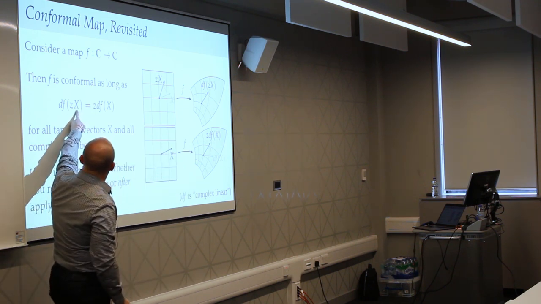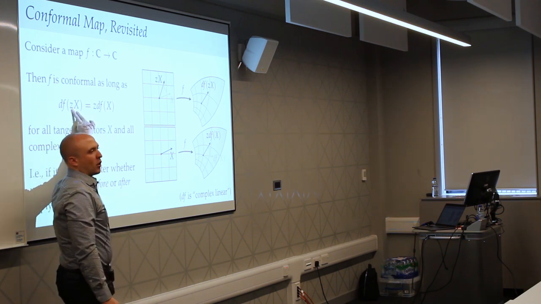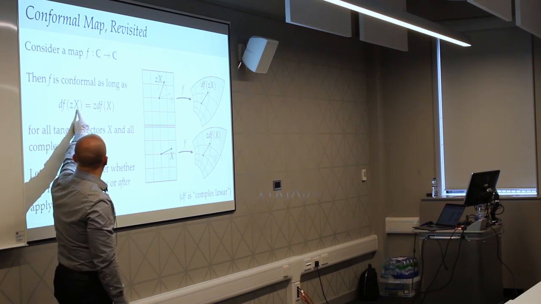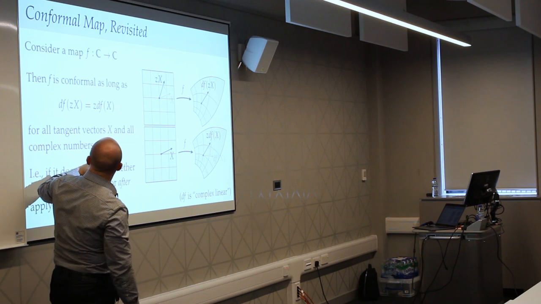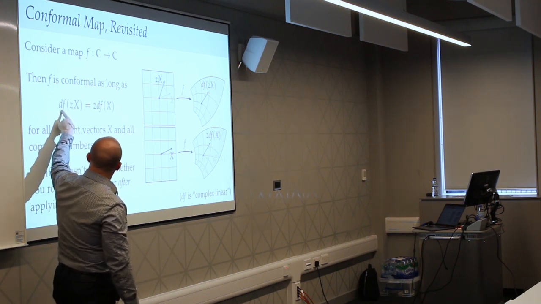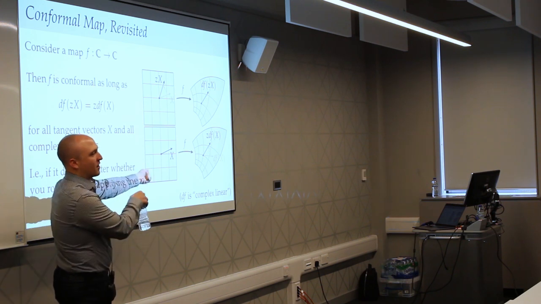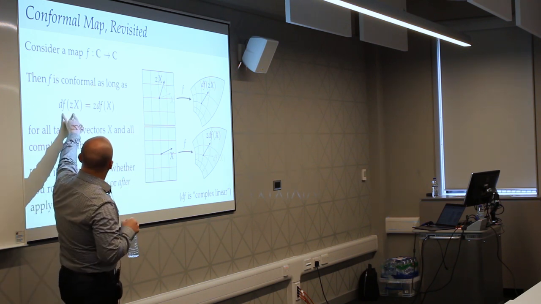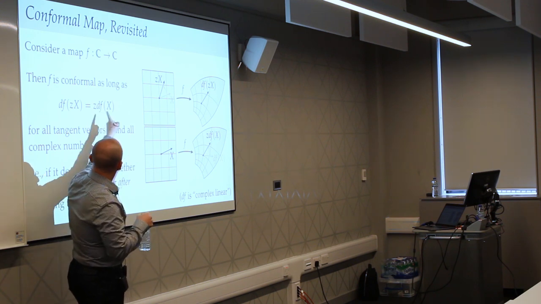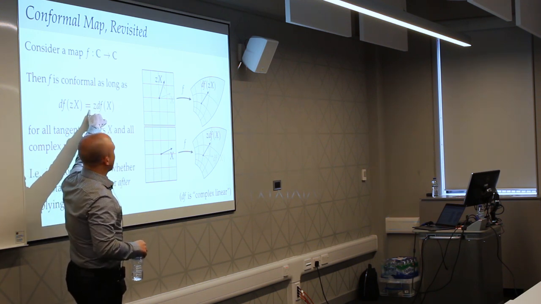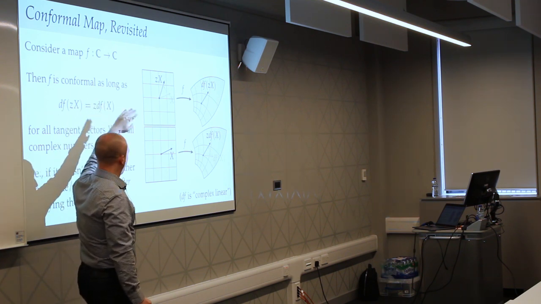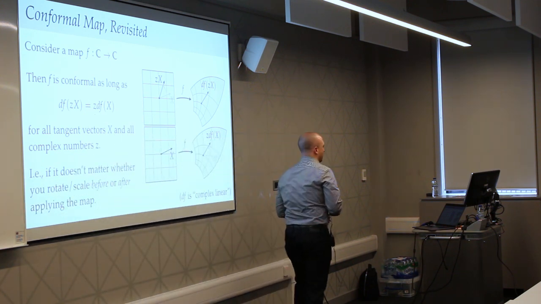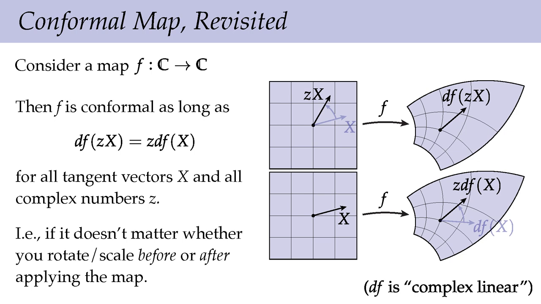So if I take a vector and multiply it by a complex number, I can think of these both as points in the complex plane. So what did I do here? I scaled and rotated x according to z, whatever the size and angle is encoded in z. And then I pushed it forward. I saw how that arrow got stretched out as I stretched out my rubber sheet. And then I did it in the opposite direction. I pushed forward, stretched out my sheet, and then scaled and rotated by the same amount. Did I get the same result? Yes. And did I get that for all vectors and all z's? Great, then it's conformal. Conformal means it doesn't matter if we rotate and scale before or after we apply this map.